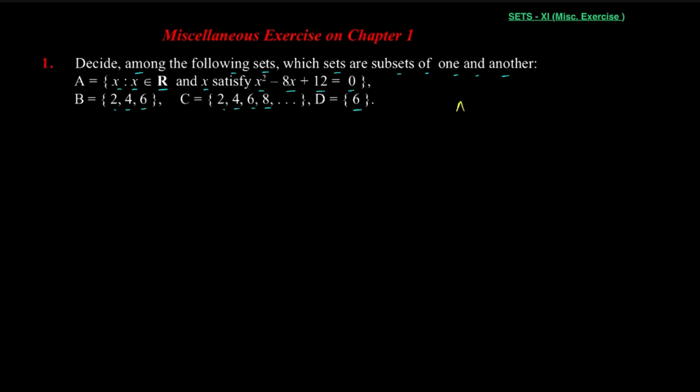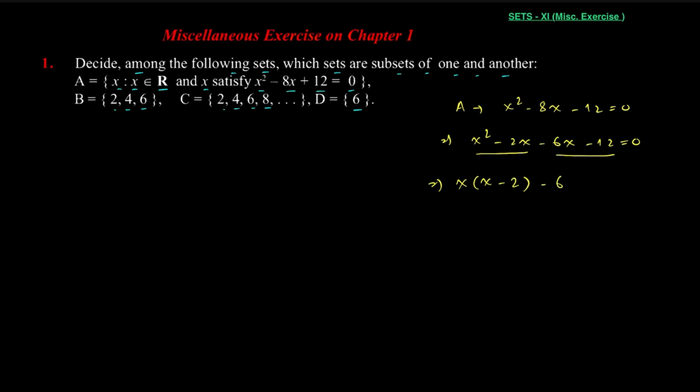Now set A contains a quadratic equation which is x squared minus 8x plus 12 equal to 0. So on factorizing, we'll have x squared minus 2x minus 6x plus 12 equal to 0. Taking x as common factor in these two and minus 6 as common factor in these two, we'll have x times (x minus 2) minus 6 times (x minus 2), which implies (x minus 6)(x minus 2) is equal to 0.